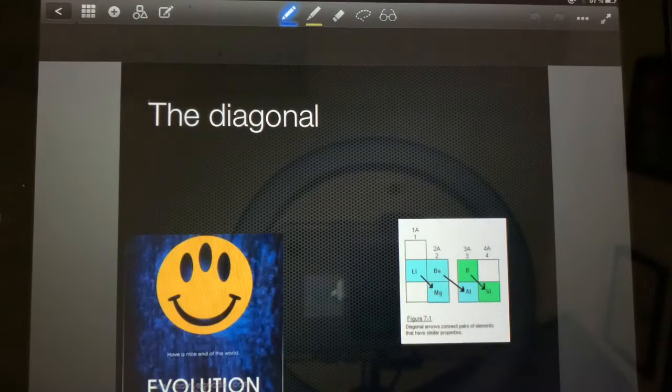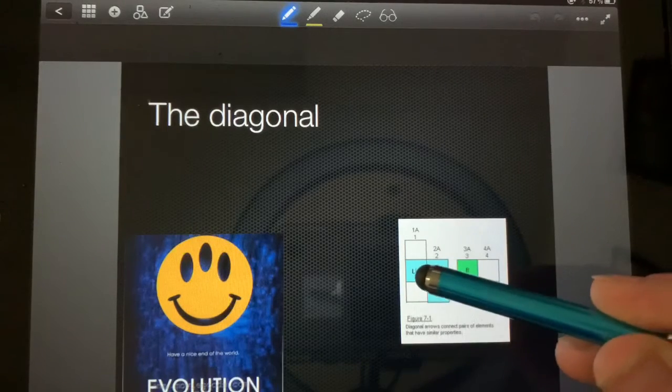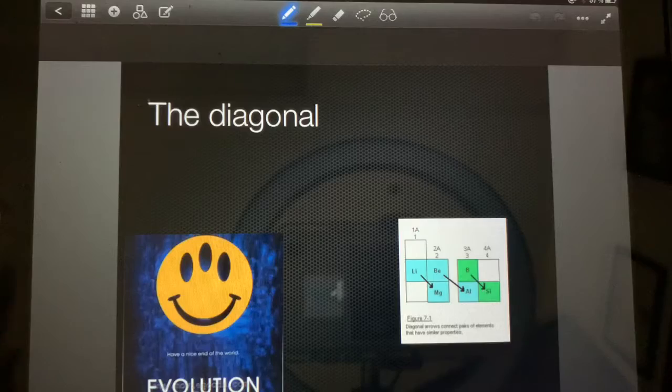The diagonal. If you watch the movie Evolution, he talks about that there is a pattern in properties on the diagonal. So just a little connection back to a movie.